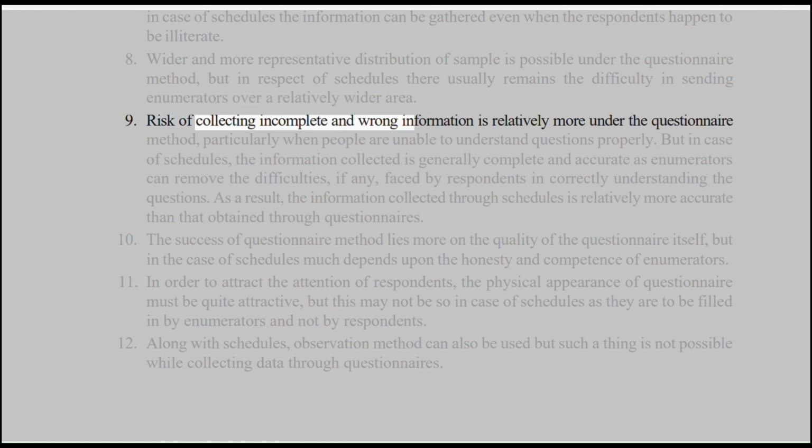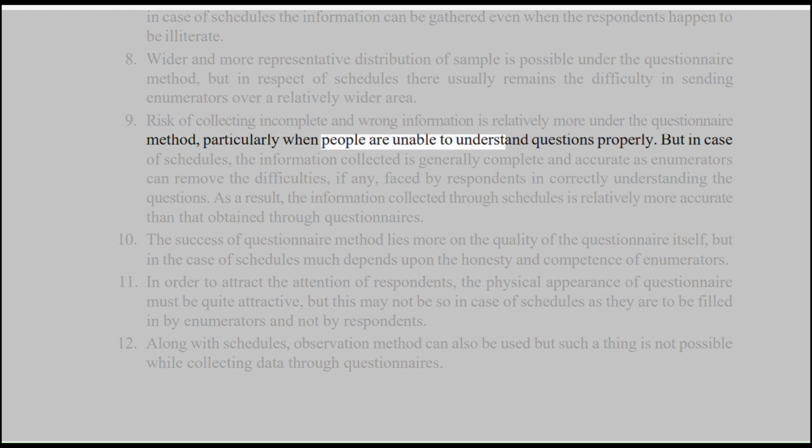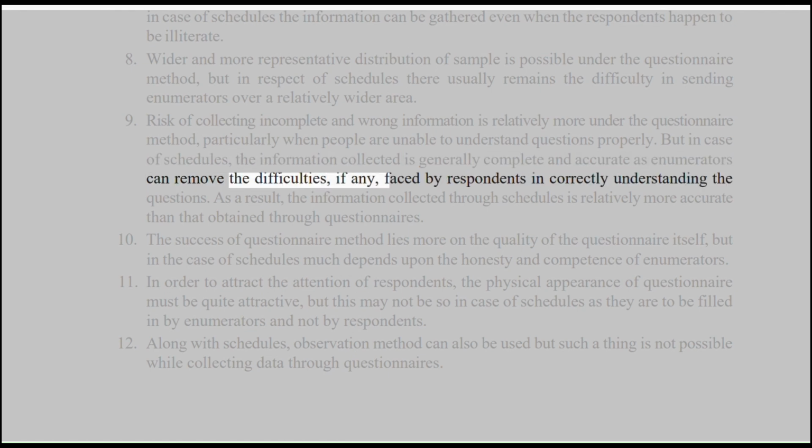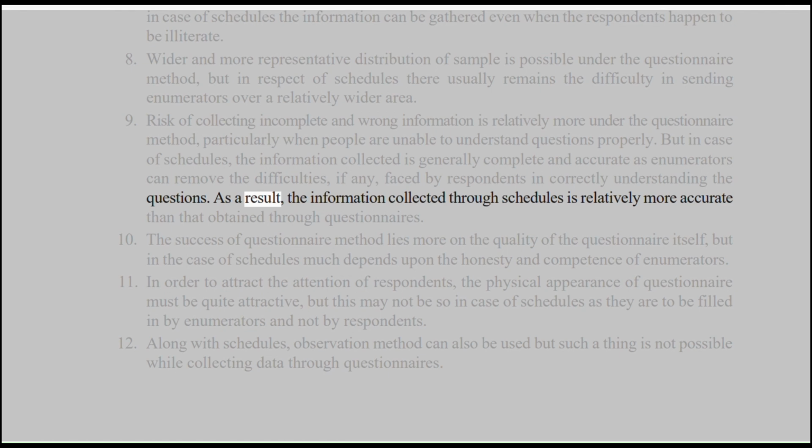9. Risk of collecting incomplete and wrong information is relatively more under the questionnaire method, particularly when people are unable to understand questions properly. But in case of schedules, the information collected is generally complete and accurate as enumerators can remove the difficulties, if any, faced by respondents in correctly understanding the questions. As a result, the information collected through schedules is relatively more accurate than that obtained through questionnaires.